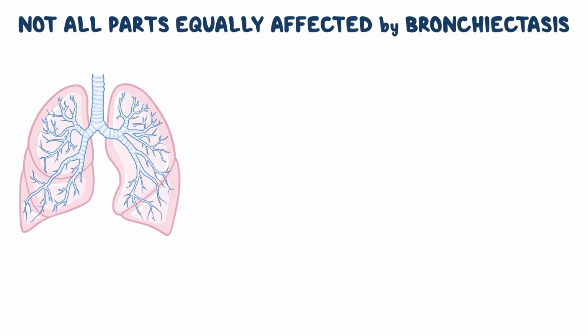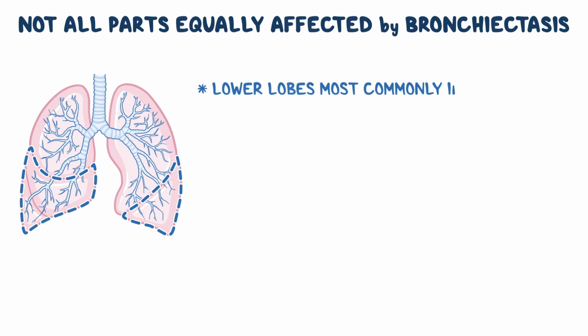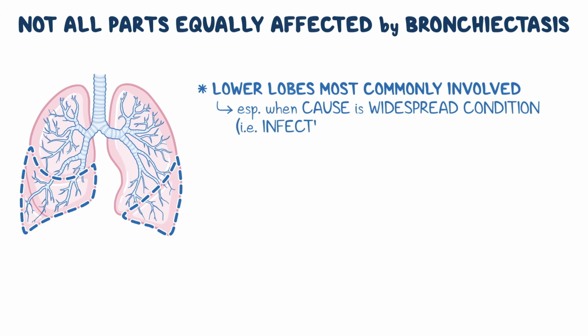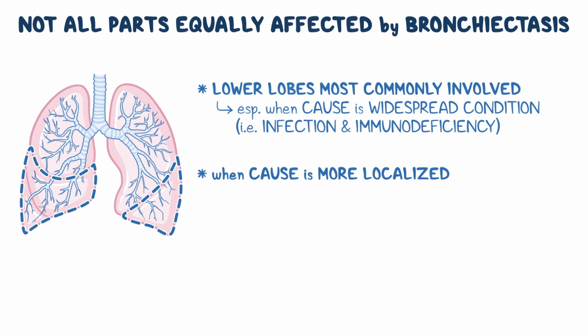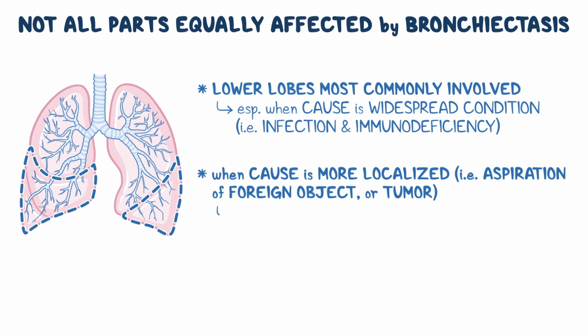Now keep in mind that not all parts of the lungs are equally affected by bronchiectasis. In general, the lower lobes are most commonly involved, especially when the cause is a widespread condition, such as infection and immunodeficiency. However, when the cause is more localized, like with aspiration of a foreign object or a tumor, bronchiectasis tends to affect just one specific area of the lung.